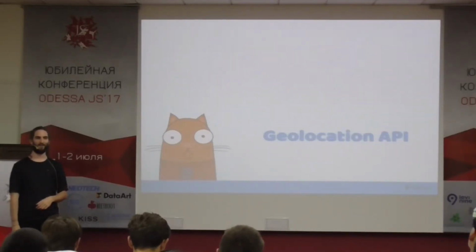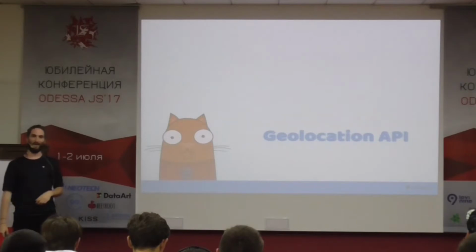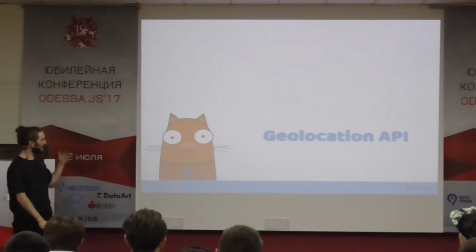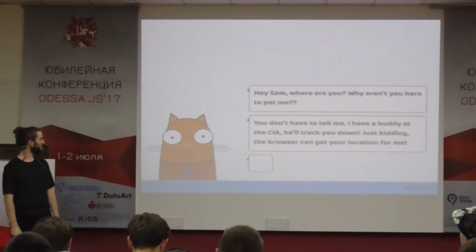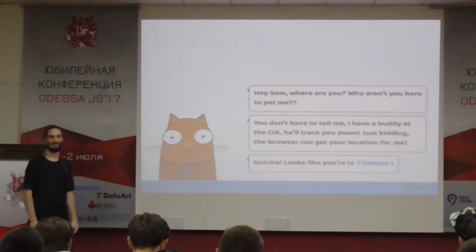The next one is a little bit more common. It's like all these websites these days have these annoying pop-ups like, hey, can I know your location? Where are you? I want to send you some personal things based on your location. That's done with the geolocation API. It's now going to try to guess where we are. And as you can see, it guessed right, because we're in Odessa.